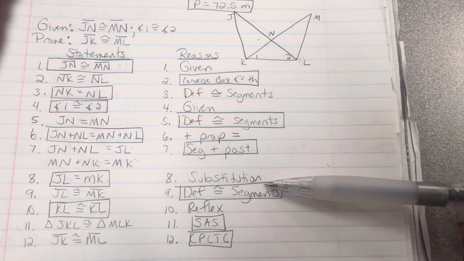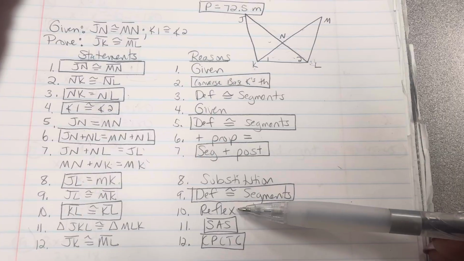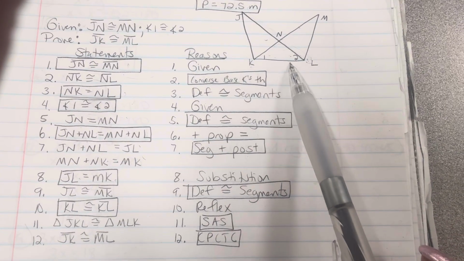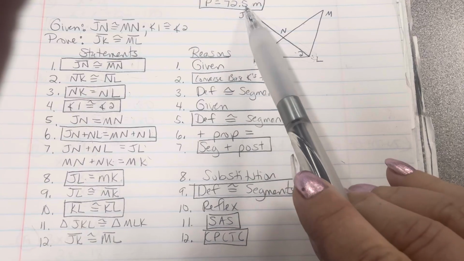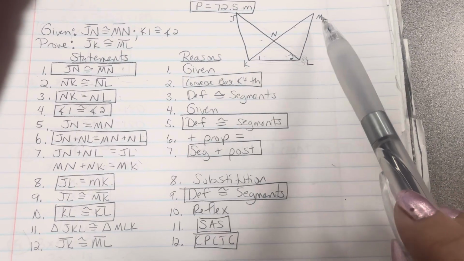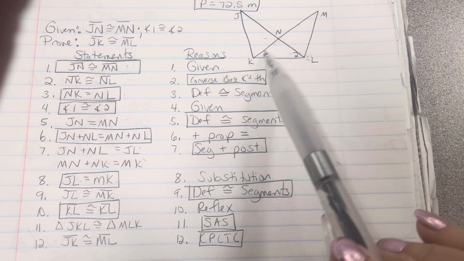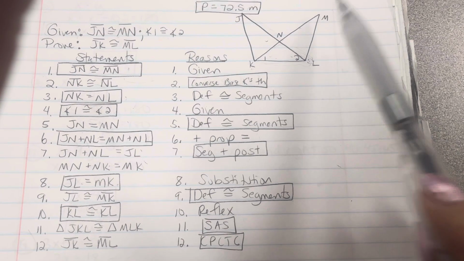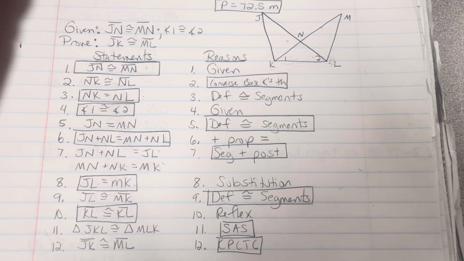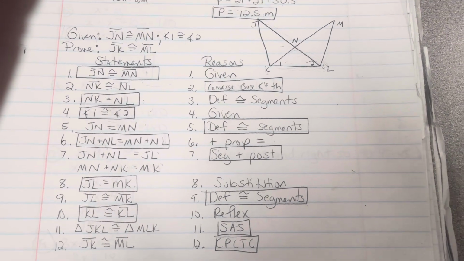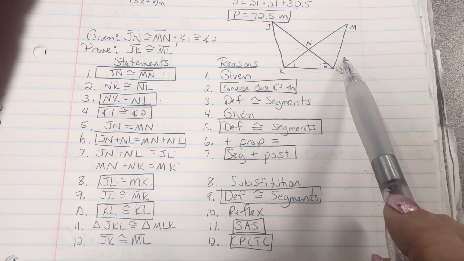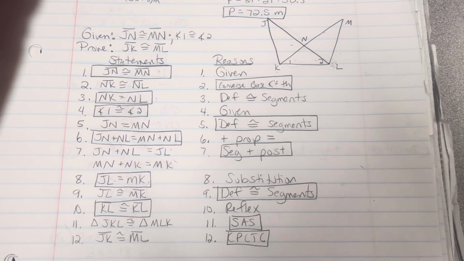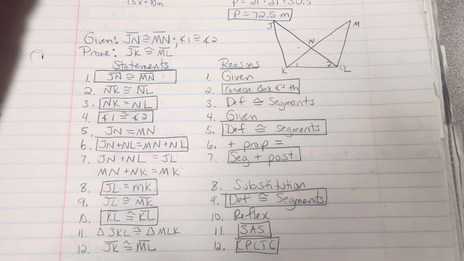KL equals itself, that's our reflexive property. That's part of both the triangles. Then JKL, these overlapping triangles, JKL and MLK are congruent using side angle side. And because of that, I'm allowed to say now that JK and ML, which are part of those triangles, are congruent using CPCTC that we learned 2 blocks ago.